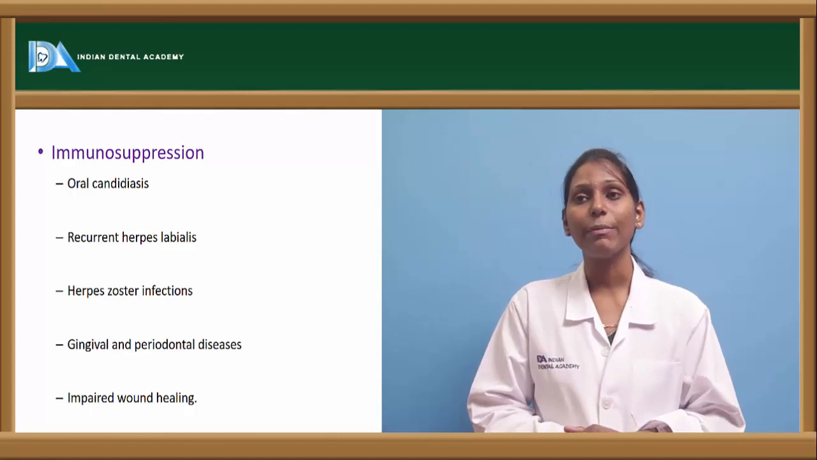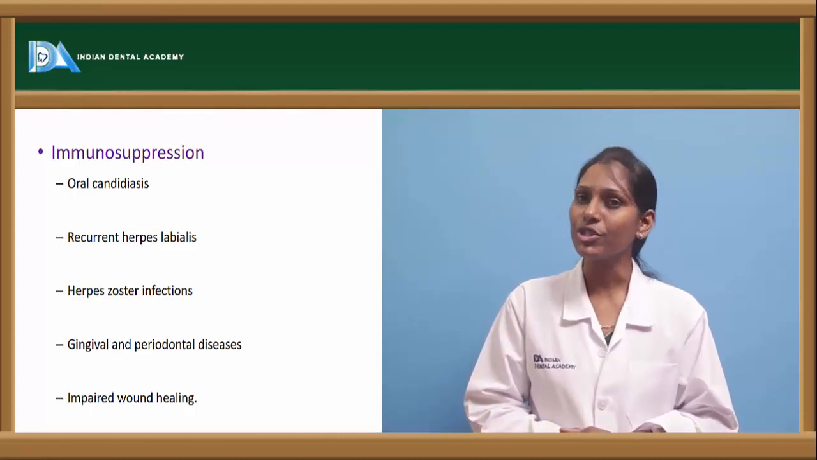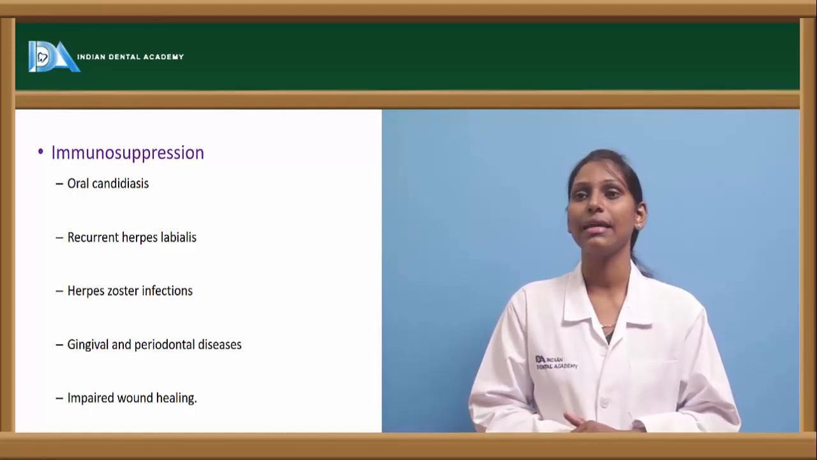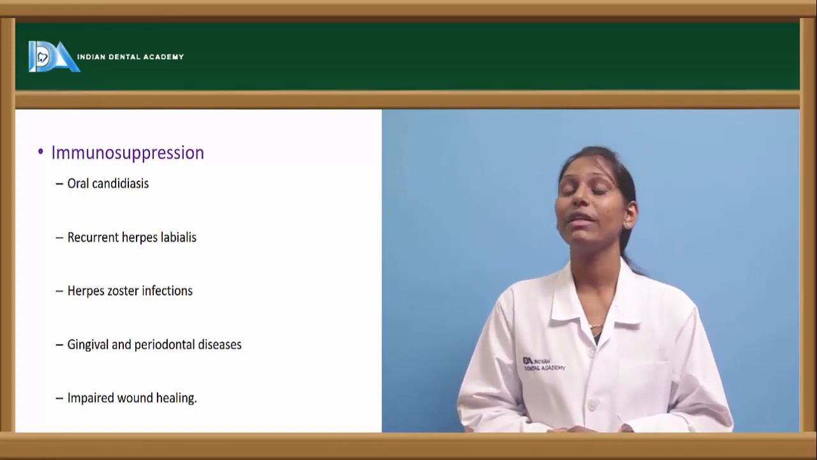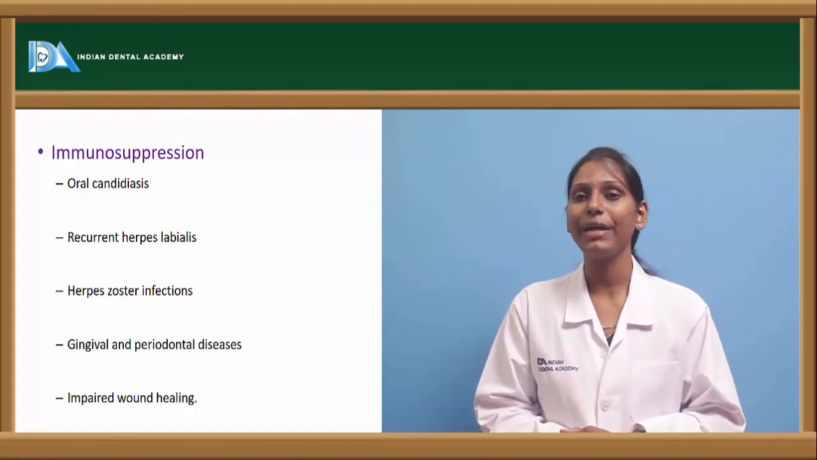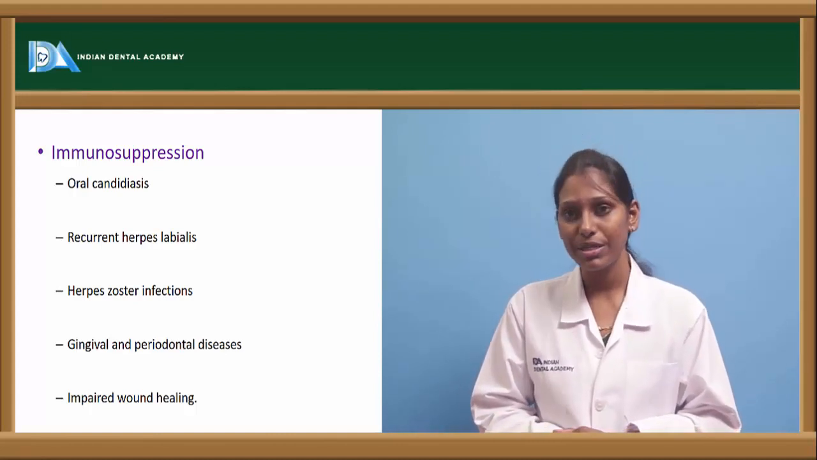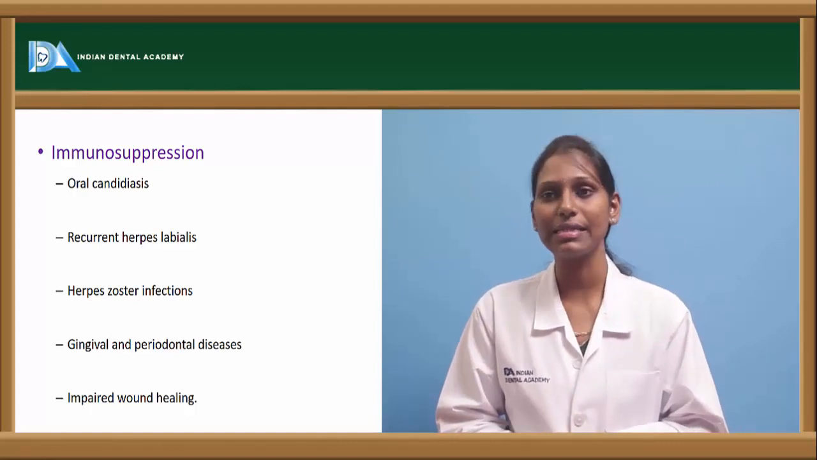In these cases, what happens? They will have immunosuppression. Because of this immunosuppression, many opportunistic infections can be seen, especially oral candidiasis, recurrent herpes labialis, and herpes zoster. Gingival and periodontal diseases can be seen. There is impaired wound healing, especially after an extraction or a gingival curettage. The patients usually will have impaired or delayed wound healing in these cases.